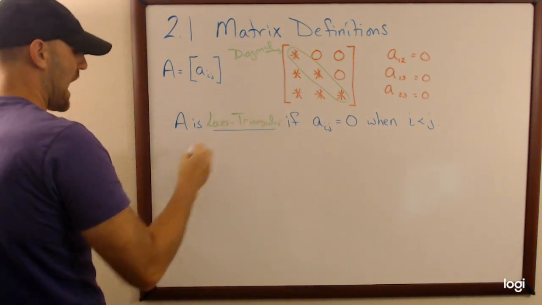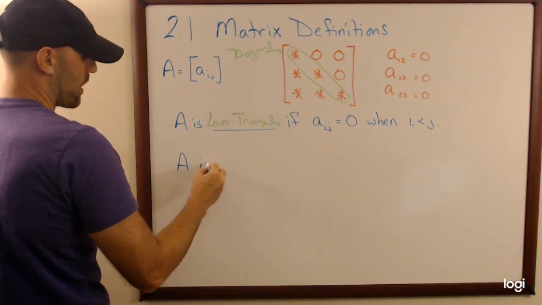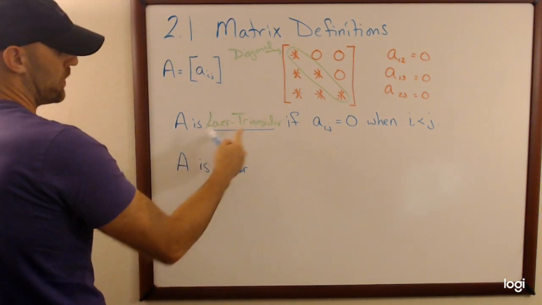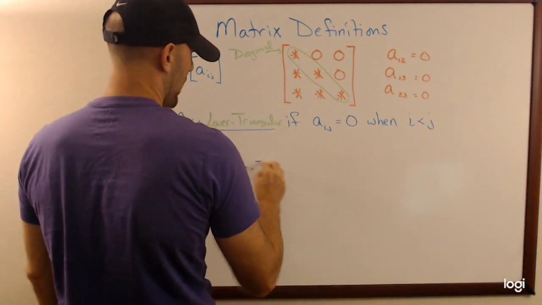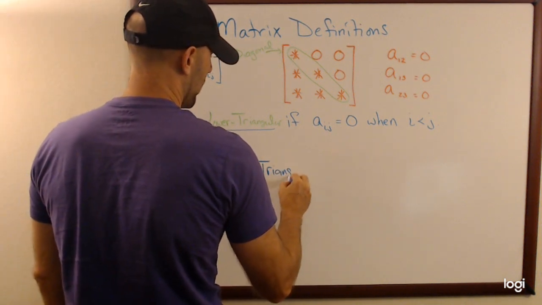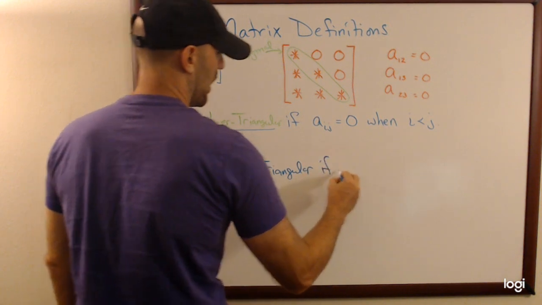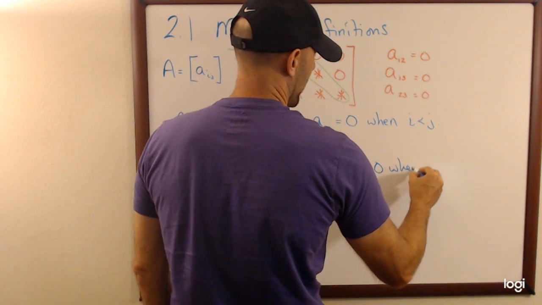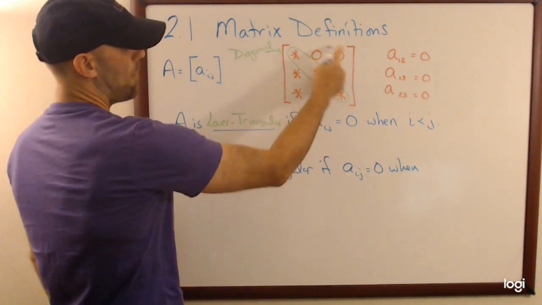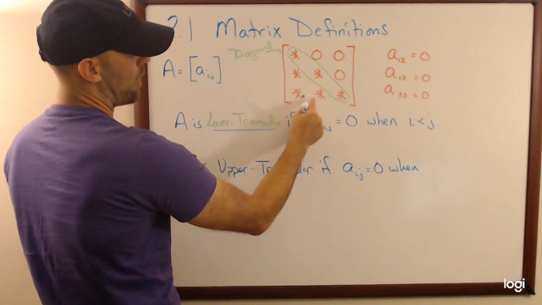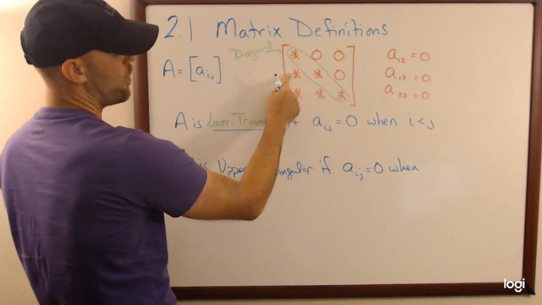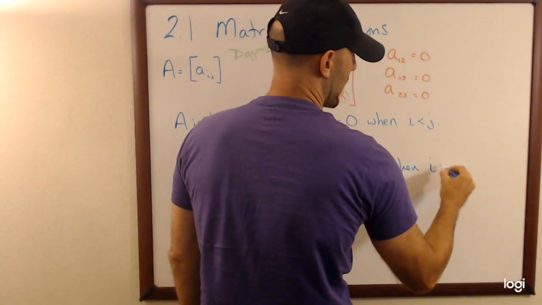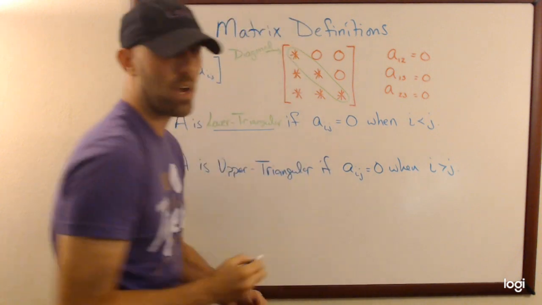It's exactly analogous, okay? So we're going to go ahead and say A is upper triangular. We'll abbreviate these to LT and UT later on, okay? Similar definition. If A sub ij is equal to 0 when, well, let's look at it. If it's upper triangular, I want the stuff below the diagonal. I want these to be 0. And let's look at these. That's 2,1, 3,1, and 3,2. And for all of those, the row index is bigger than the column index, right?